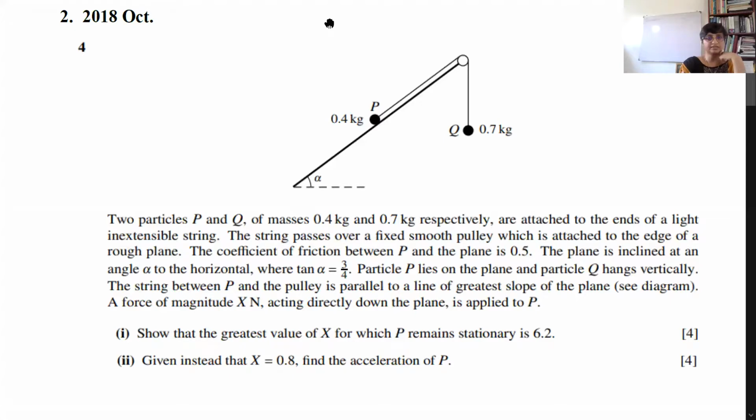Oh, you already got the answer. Answer is 6.2. Yes, Malit is correct too. Malit and Hafi, very good. X max is 6.2.